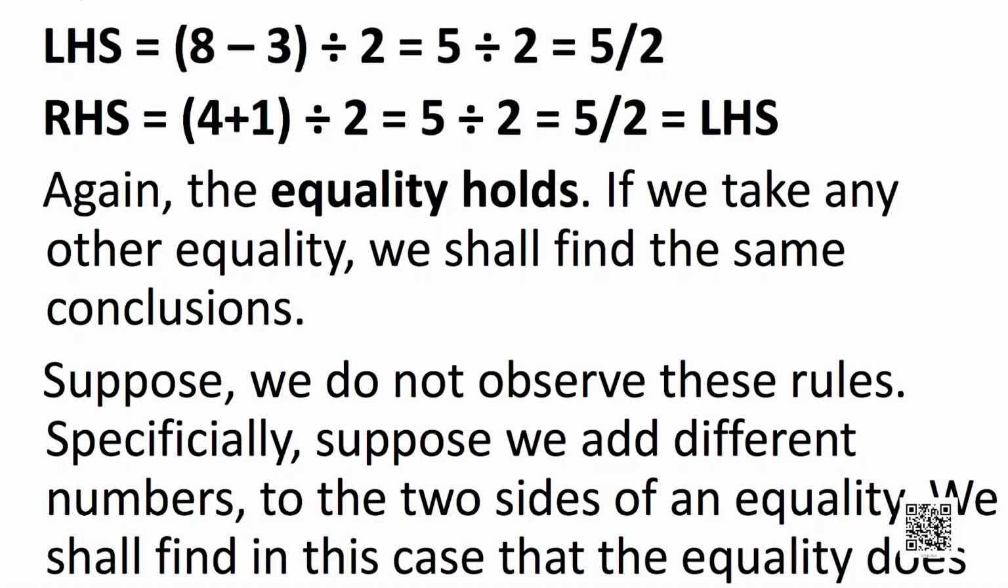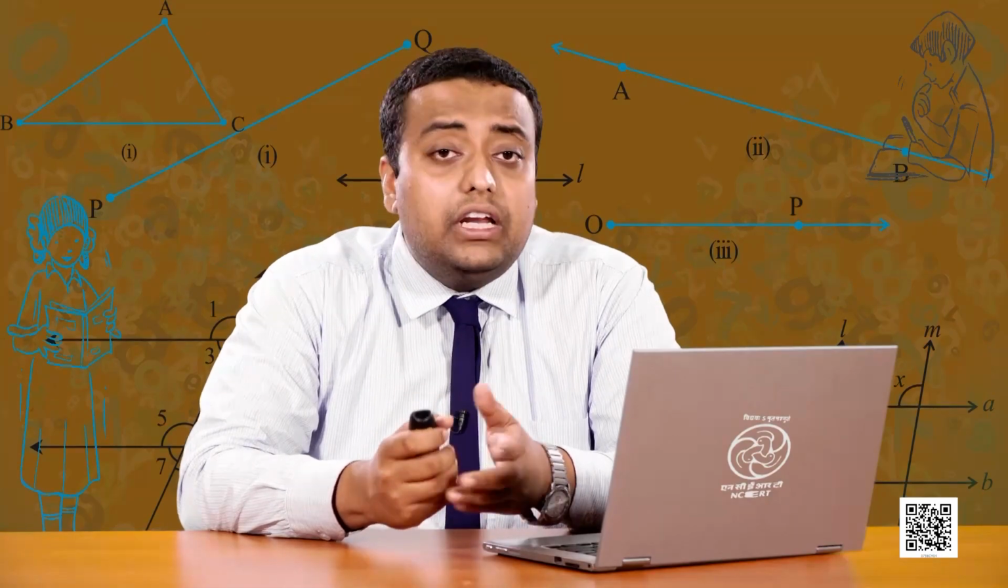Let us now divide both sides of the equality by 2. So the LHS will be 8 minus 3 divided by 2, which is equal to 5 divided by 2, which is equal to 5 by 2. And what will be the RHS then? RHS will be 4 plus 1 divided by 2, which is equal to 5 divided by 2, which will be 5 by 2. That is the same as LHS. Again, the equality holds. If we take any other equality, we shall find the same conclusions.